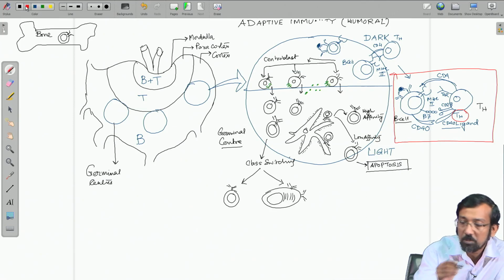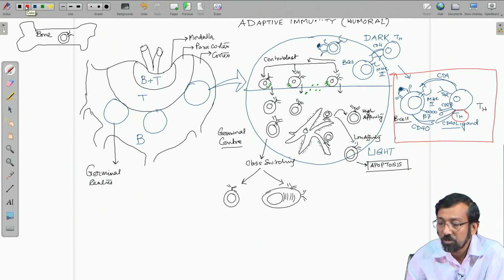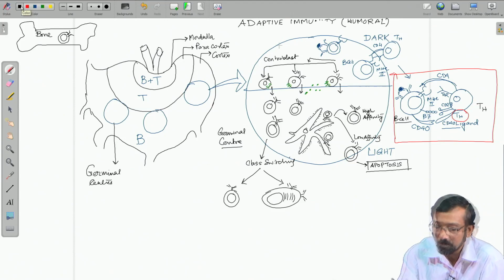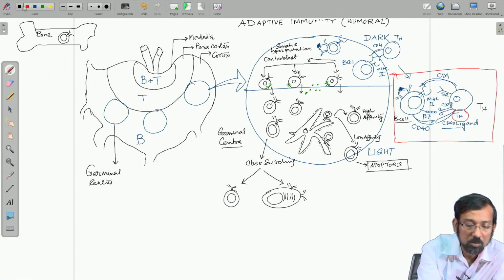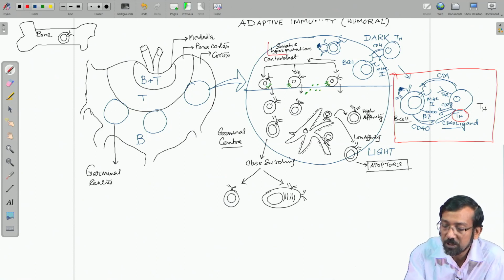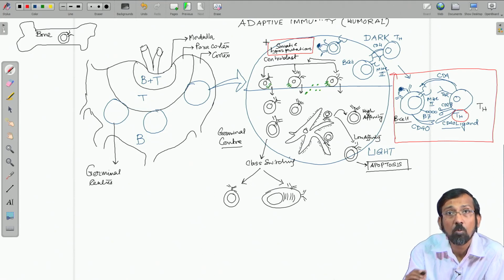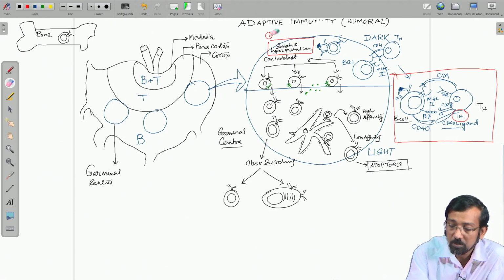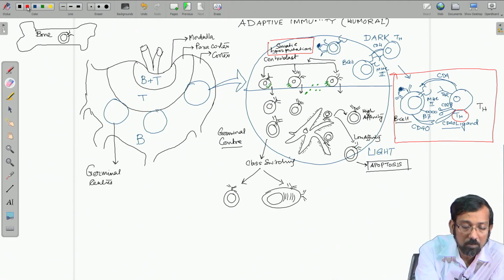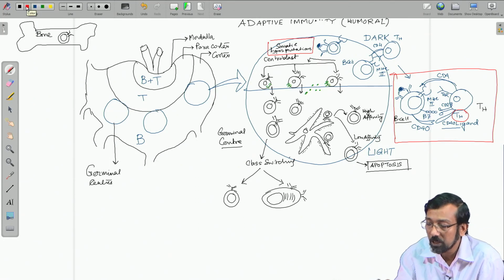So, what happens inside the germinal center, at least 3 major events are occurring. So, at least 3 different events are occurring. One is the somatic hypermutation. Okay. So, let us start from this region.